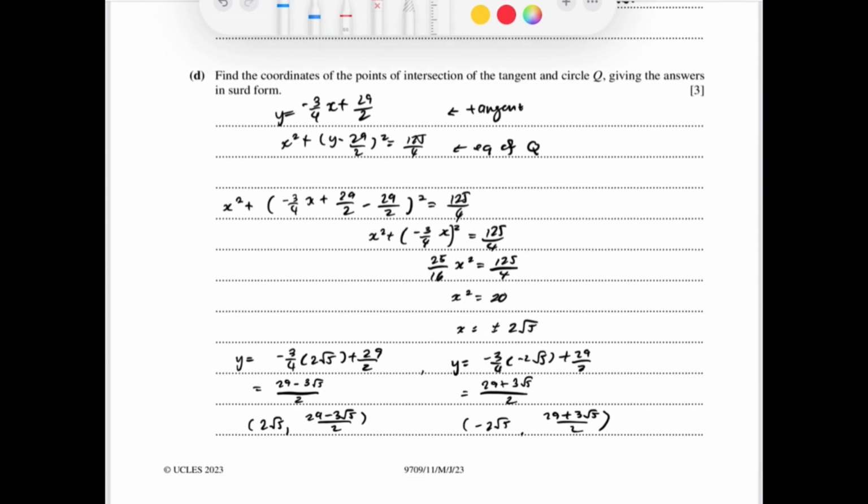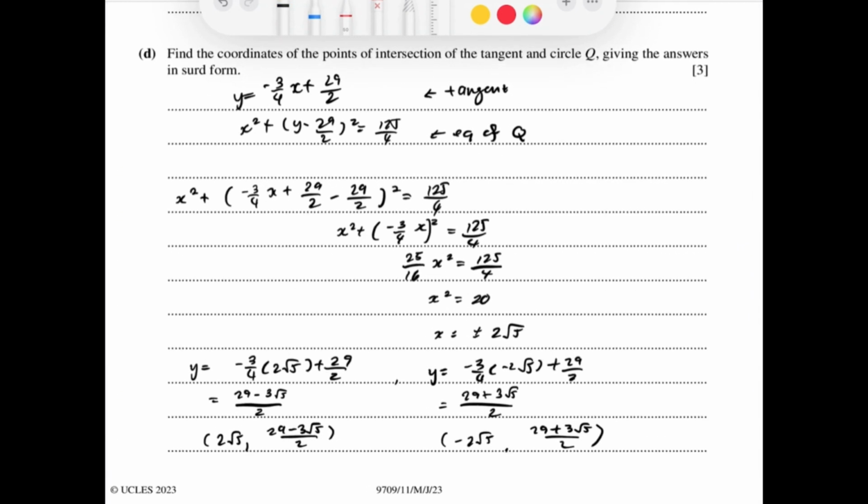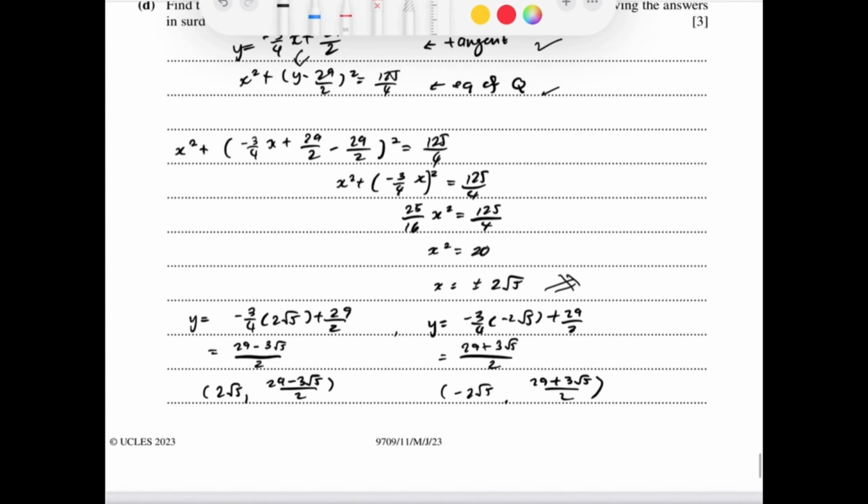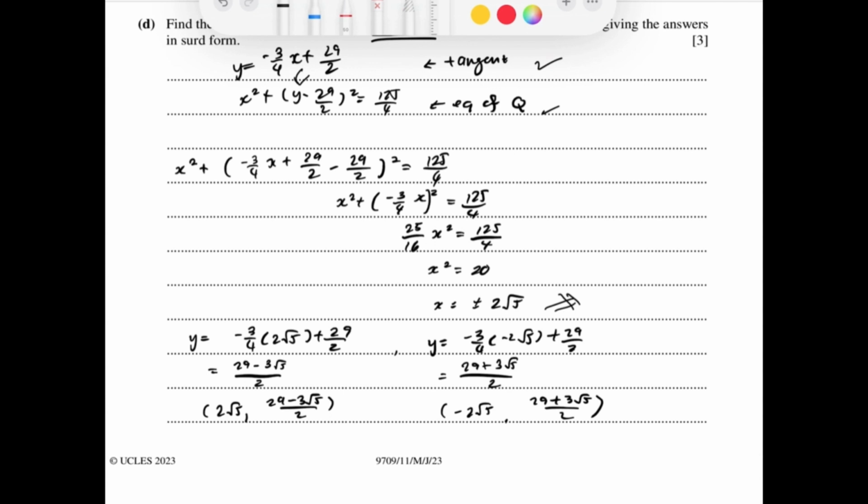Find the coordinates of the point of intersection of the tangent and circle Q, giving the answers in surd form. So I've written down the equation of tangent and equation of Q, so we don't need to keep scrolling up and down. And what you want to do is intersect, right? So you have to equate them both together. I just substituted the tangent equation into the y value here and calculated x. And from there, just substitute x back into the y equation to find y, and then you get your two coordinates.